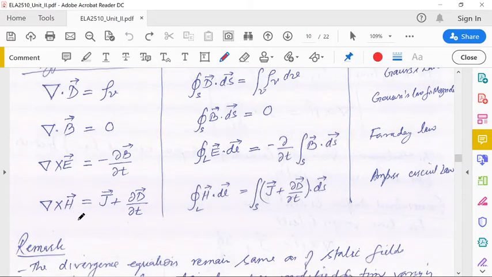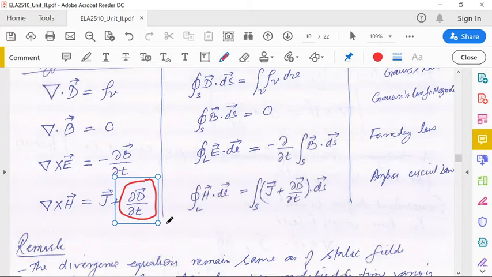Similarly, curl of H now incorporates del D over del t. So in the static fields, this is only for the conduction current, that is the curl of H equals the conduction current density. Now this new term has been added, and this term del D over del t is called the displacement current density. That is, this is the current which comes out due to the rate of change of the electric flux density, or you can say the electric field.